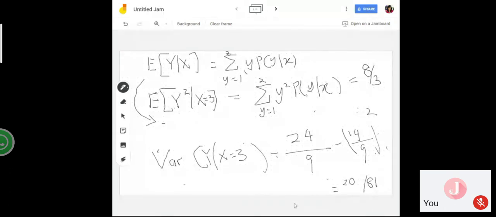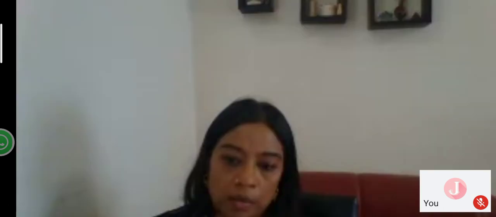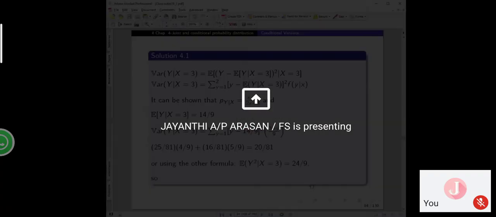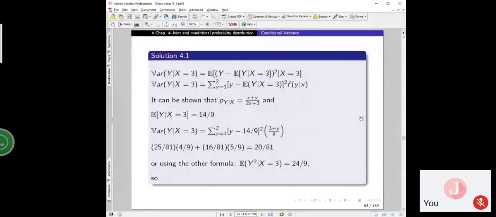Let me just stop sharing this. Just the questions I need to change in the notes. Okay. But in your notes, if you notice, I use a different way to solve this problem. I use the second formula. Okay. But it doesn't matter. You use whatever formula you feel comfortable. So it doesn't matter. The important thing is you find expected value of y given x and expected value of y square given x, and then find variance y given x.